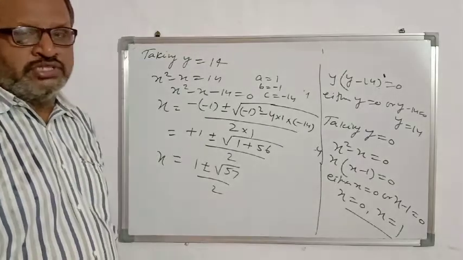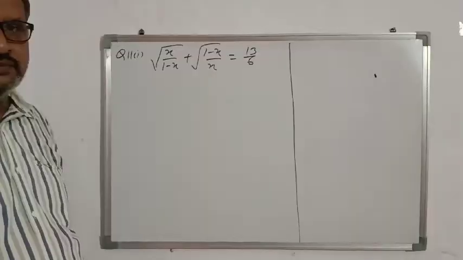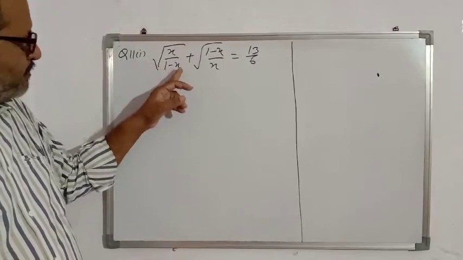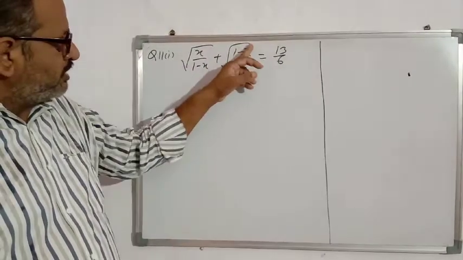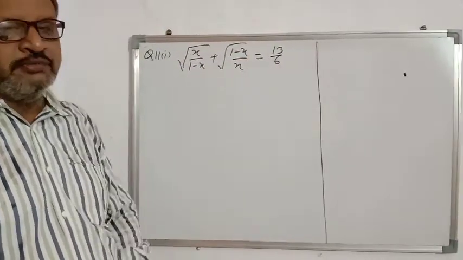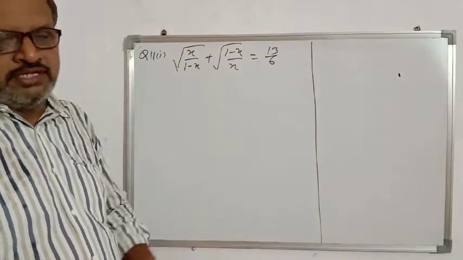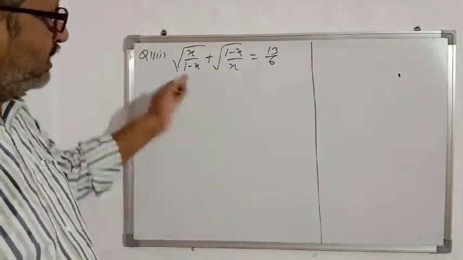Now we will see question number 11, first part. Root x upon 1 minus x plus under root 1 minus x by x is equal to 13 by 6. It is not a quadratic equation, but we can make it quadratic. So how can we make it quadratic?